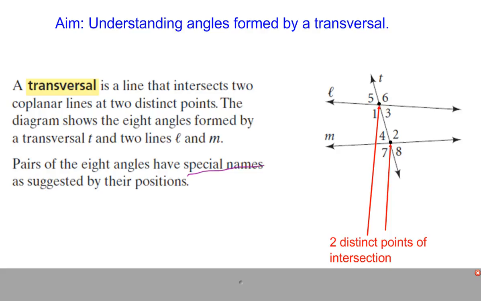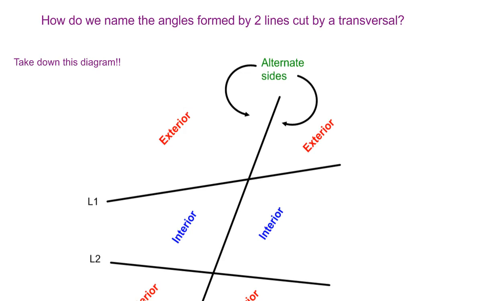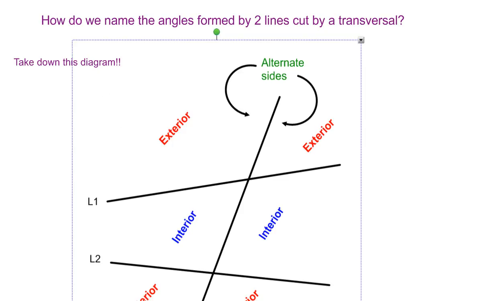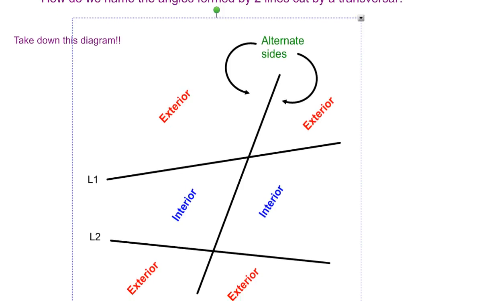Okay, so let's take a look at an example of two lines cut by a transversal and the angles that are formed. So the first thing we have to do is identify what is the vocabulary for the angles that are formed. And the vocabulary is going to use everything that you see in green, red, and blue. Okay, so again, take down this diagram with these words: exterior, interior, exterior, as well as alternate sides. This needs to be in your notes.